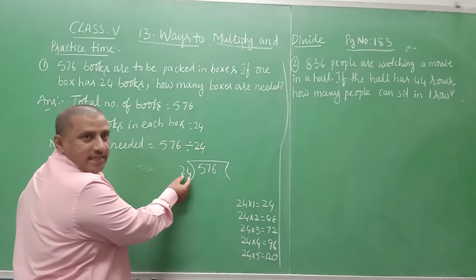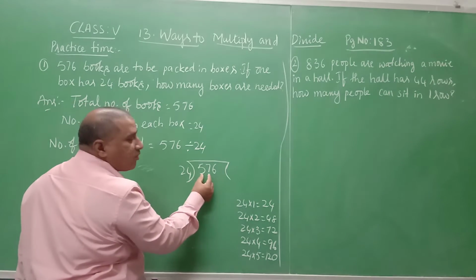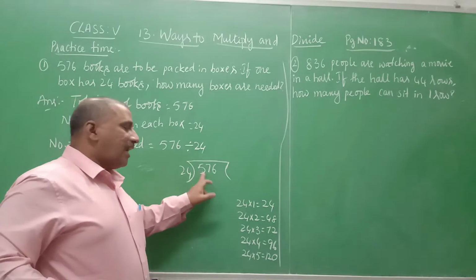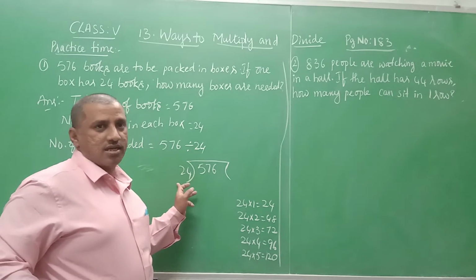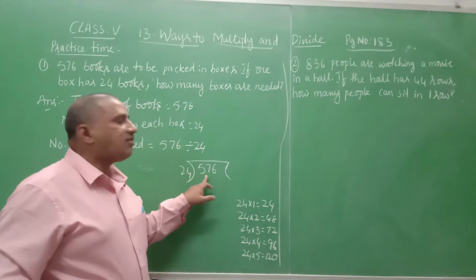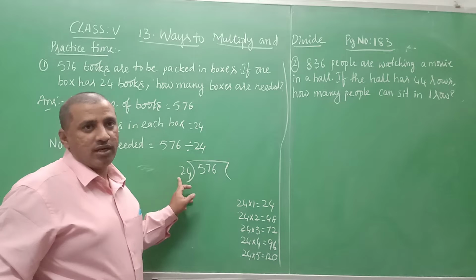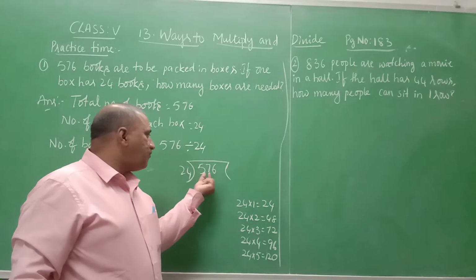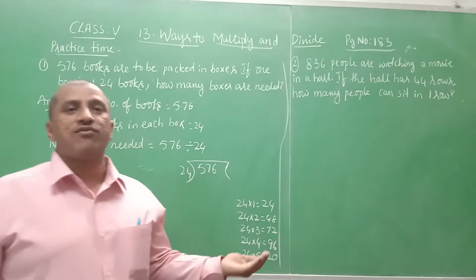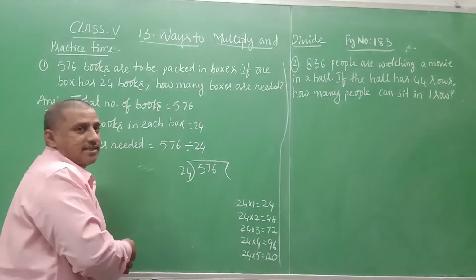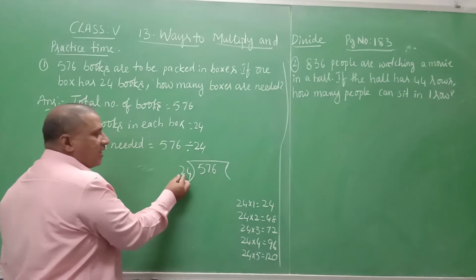24 is a 2-digit number. Consider the leftmost 2-digit number. Check whether it is less than the divisor, or more than or equal to the divisor. Yes, compare both. 57 is more than 24. Why do we have to compare? If this 2-digit number is less than 24, we will consider the next digit, that is 6. But here 57 is more than 24.